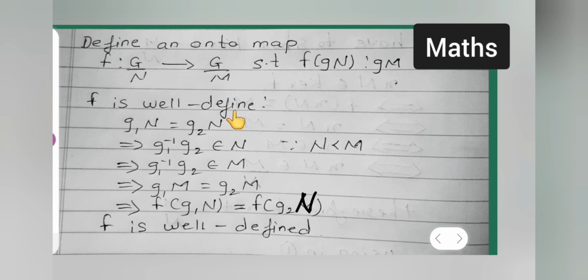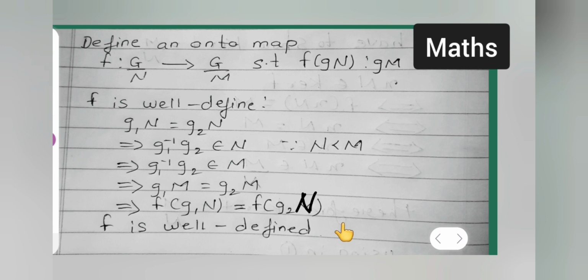Now f is well defined. Now g1 n is equal to g2 n. This implies that g1 inverse g2 belongs to n, since n is a subgroup of m. Now g1 inverse g2 belongs to m, then g1 m is equal to g2 m. Now what was the condition? gm is equal to f of gn, right? So f of g1 n is equal to f of g2 n. So from this we can see that f is well defined.